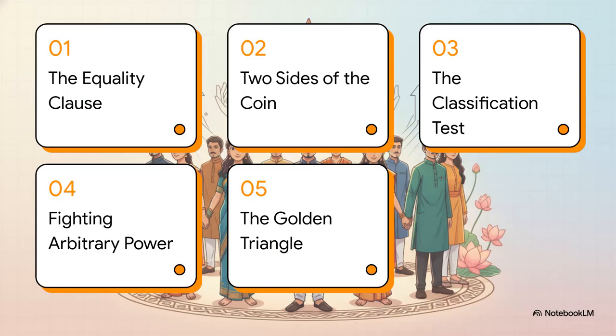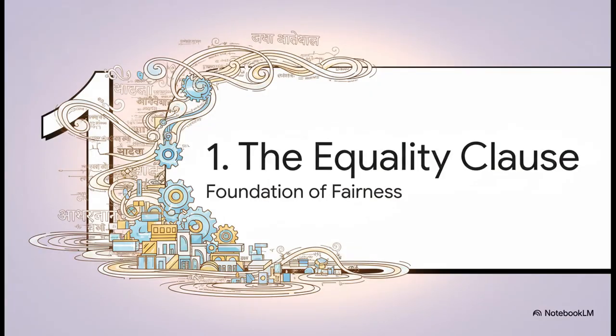Okay, here's our roadmap for today. First, we're going to look at the exact words, the equality clause itself. Then, we'll see how it's actually two sides of the same coin. From there, we'll get into the nitty-gritty with something called the classification test. Then, a huge plot twist, the battle against arbitrary power. And finally, we'll tie it all together with a concept called the golden triangle. Ready? Let's get started.